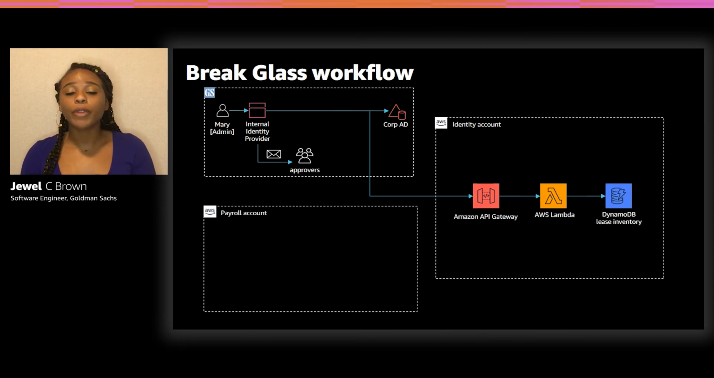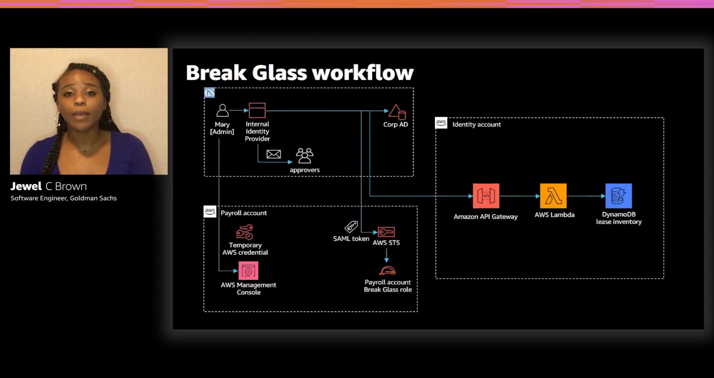So now, when Mary goes to hit our break glass console button, which is going to trigger our internal identity provider, it's going to check in the table: does she have an active lease? It's going to see that it is activated, and therefore it can continue on to make the AWS STS call to assume role into the account and assume into the break glass role. So now, Mary will be administered a temporary AWS credential, and she can access the management console. So this is our full pre-approval workflow that we use to get break glass access here at Goldman Sachs.